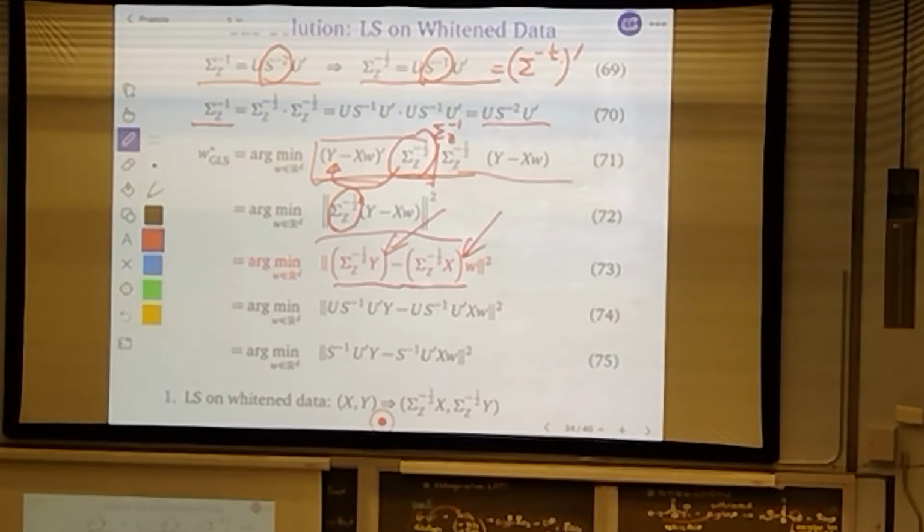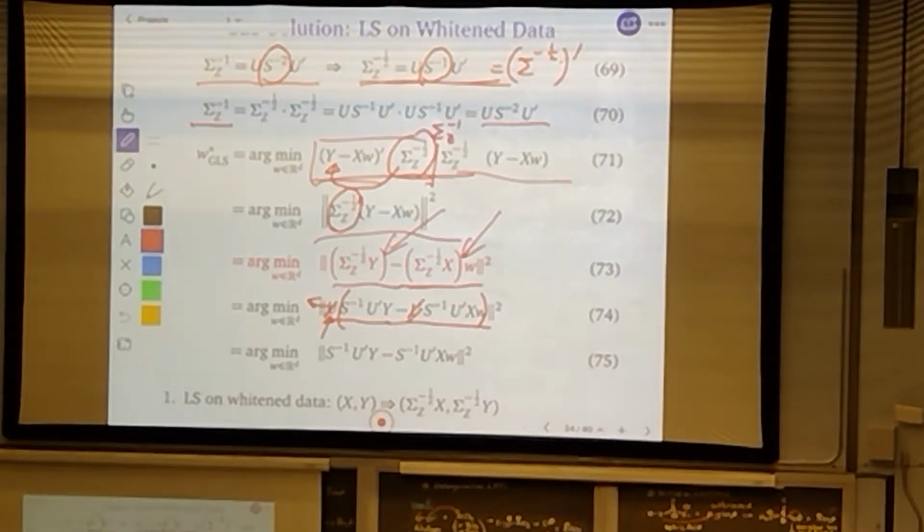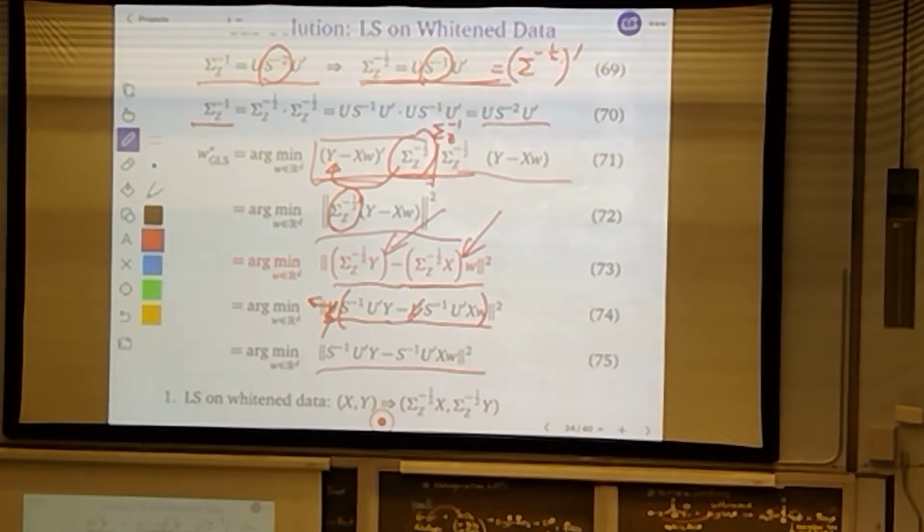And we can verify this is equivalent to what we reached earlier, because sigma minus half is simply U S minus 1 U transpose. So we just plug that in, we get this. But U is an orthonormal matrix. An orthonormal matrix just applies a rotation. It doesn't change the length of the vector. So you can take it out, it doesn't matter. So that becomes this. And this is what we reached earlier. Okay? It's just a different way of looking at this.